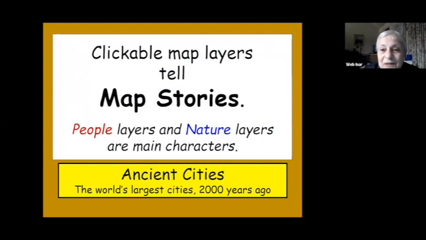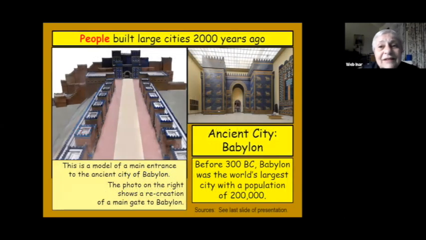But the map story that I will show you briefly here uses what I call people layers and nature layers. They're going to be our main characters, and we're going to see how they work together with each other. Our story is about ancient cities. That means cities that were the largest cities in the world 2,000 years ago. They were the equivalent of New York City and Tokyo 2,000 years ago.